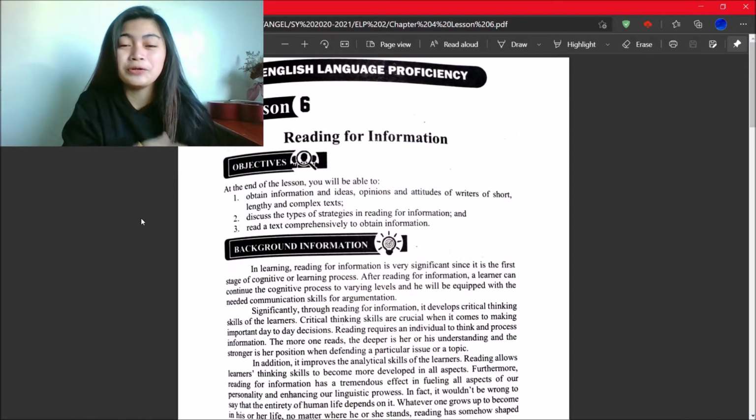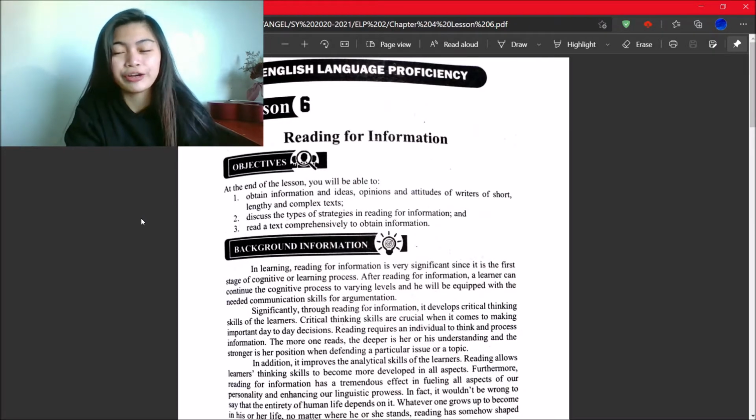So at the end of this lesson, you'll be able to obtain information and ideas, opinions, and attitudes of writers of short, lengthy, and complex text. Discuss the types of strategies in reading for information and read a text comprehensively to obtain information.